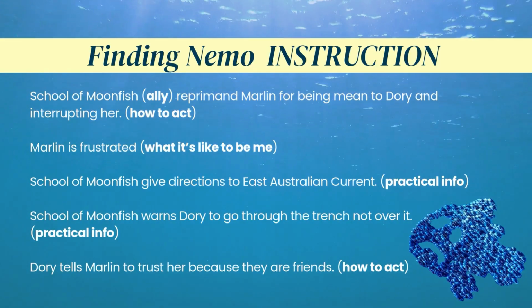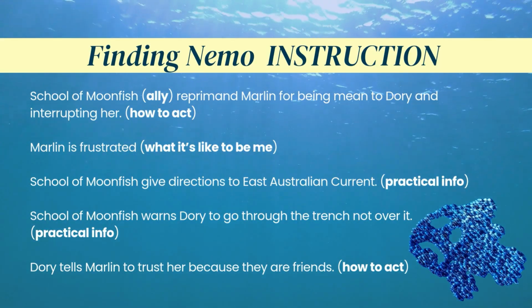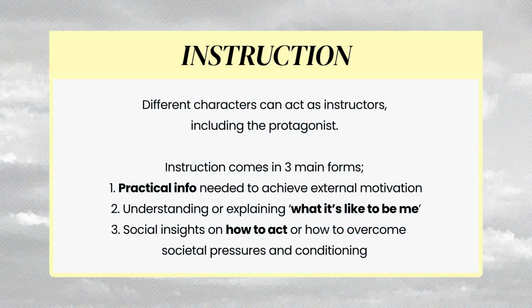Now we get to the instruction stage. Different characters can act as instructors, including the protagonist. Instruction comes in three main forms: practical information needed to achieve external motivation, understanding or explaining what it's like to be me, and social insights on how to act or how to overcome societal pressures and conditioning.